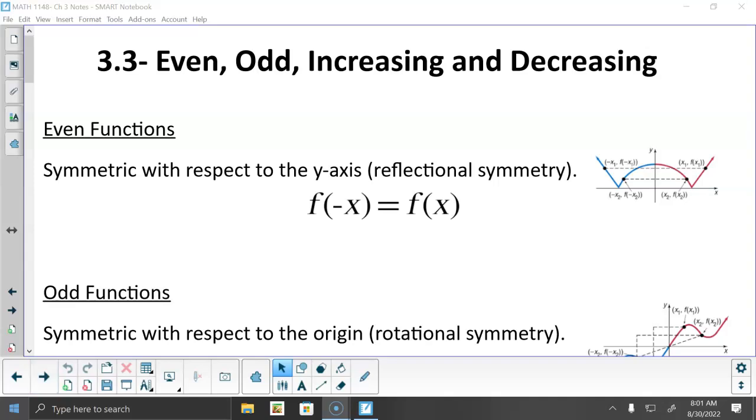All right, so we are going over even, odd, and increasing and decreasing for functions today.